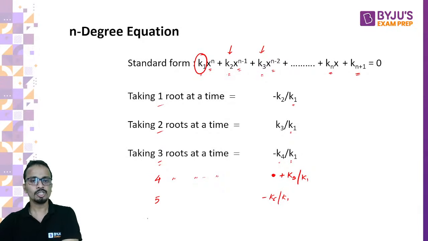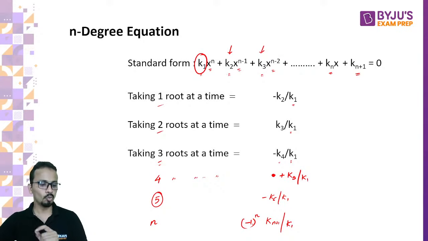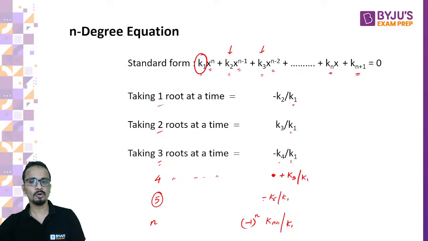All right. So taking n roots at a time, if I'm taking 5 roots at a time, in the numerator I'm writing the coefficient k6. So taking n roots at a time, the coefficient will be k(n+1) divided by k1, and the negative or positive sign will be decided by the value of n. So minus 1 raised to the power n will be the sign in this particular case. All right.